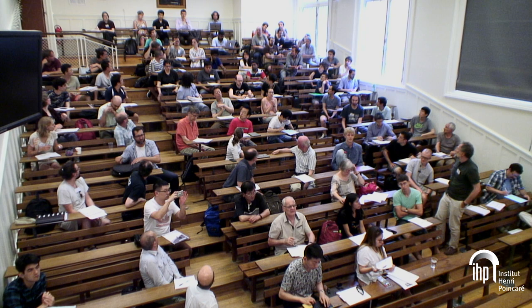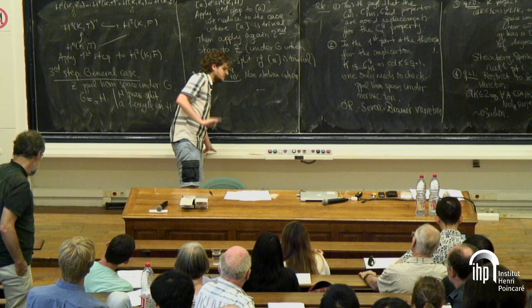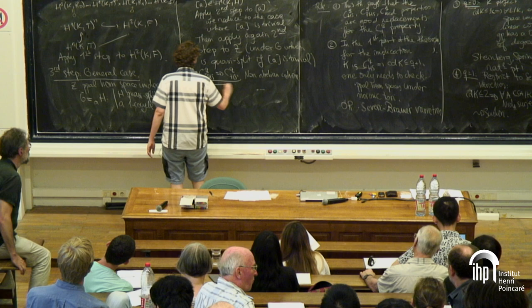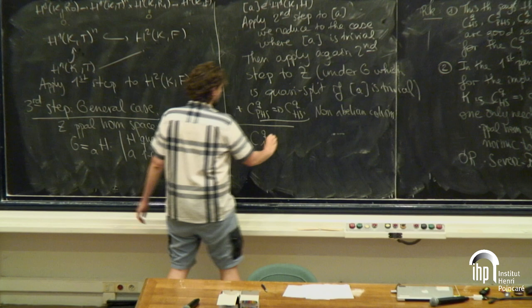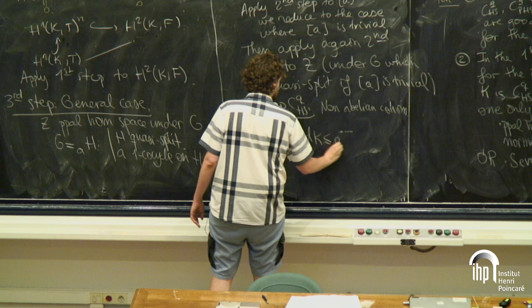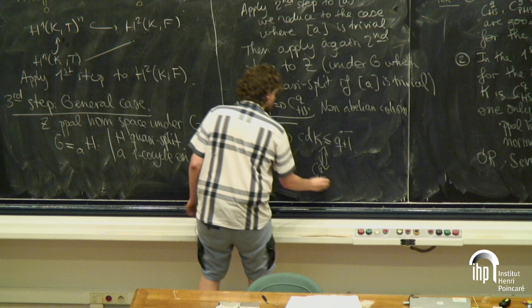So, the only implication I know, I mean, most implications I don't know, but the one we know is that if we look at the CQ1 property I told you before, this one implies that the cohomological dimension of K is at most Q plus 1, and we know that this is the same as, for example, CQ HS. So we have here an implication. Otherwise, I don't know.